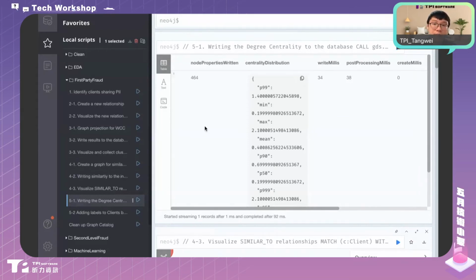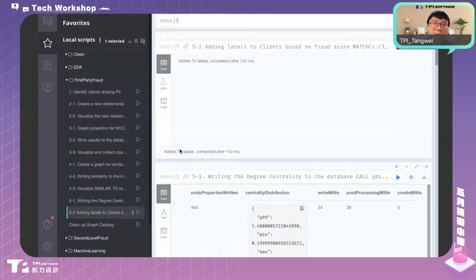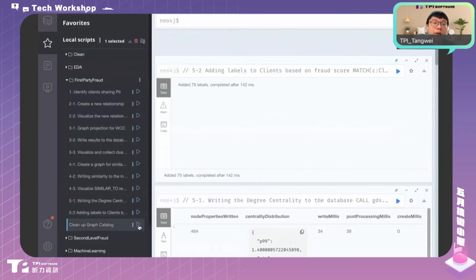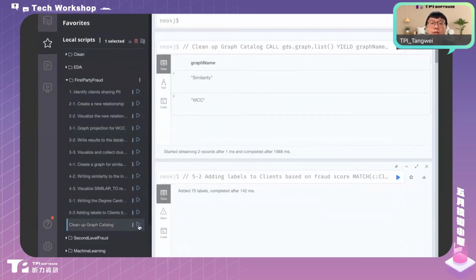So we can see we write the degree centrality to the database, and then we add the label to the client based on the fraud score. If this score is higher than the threshold, we will label this client as a potential first-party fraudster. So we can see we label the 75 kinase as our first-party fraudsters. Okay, so this is part of how to detect the first-party fraudsters.